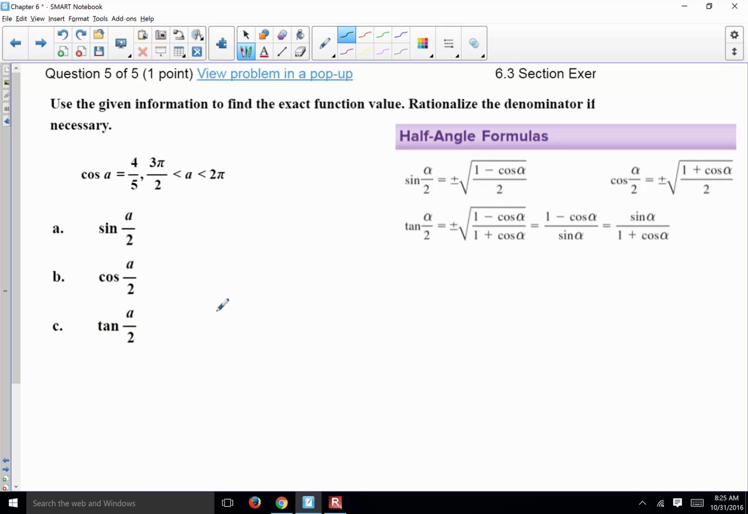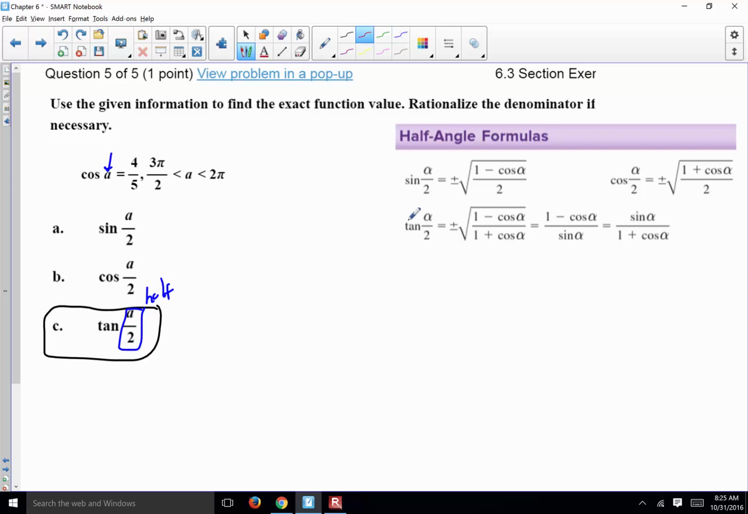There are 3 parts here. I will only make 1. And I think we've done a lot of sine and cosine work. Why don't we work with tangent of a over 2? They have provided cosine of a, and they are asking for half of a. Isn't this half of a? Cosine a, tangent a over 2.